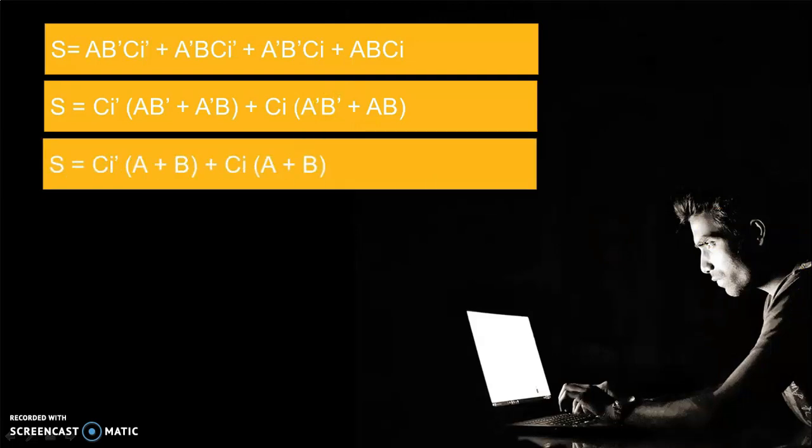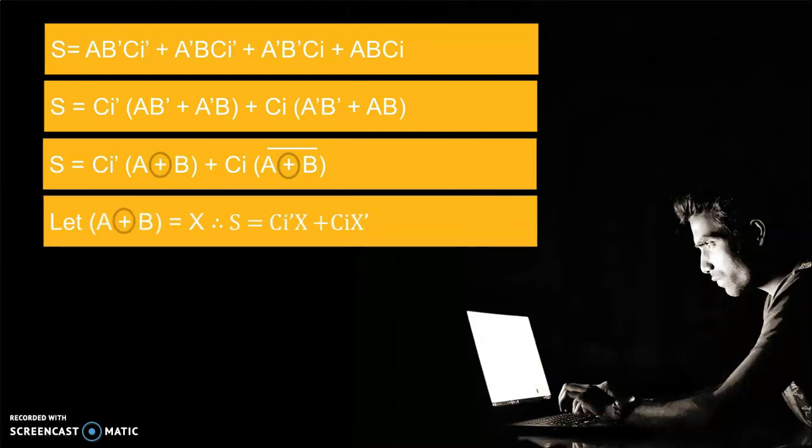So we can write Ci bar, that is A exclusive OR B, A B bar plus A bar B, that is exclusive OR gate, and same way here we can write the Ci and exclusive NOR gate. Now for the A exclusive OR B, we can put X. So we have written X for the A exclusive OR B. So our equation S is equal to Ci bar X plus Ci X bar.